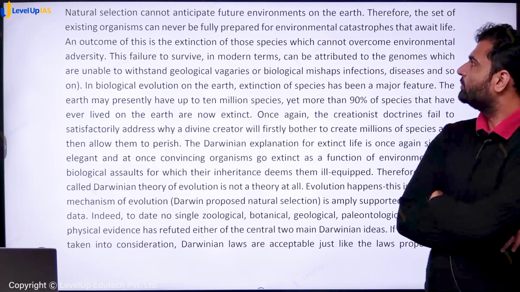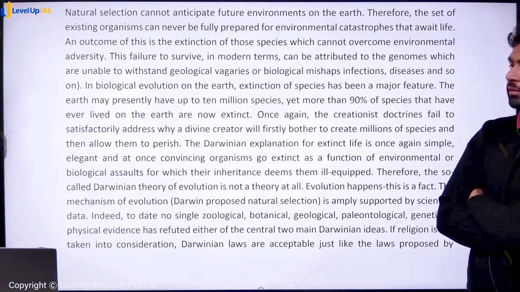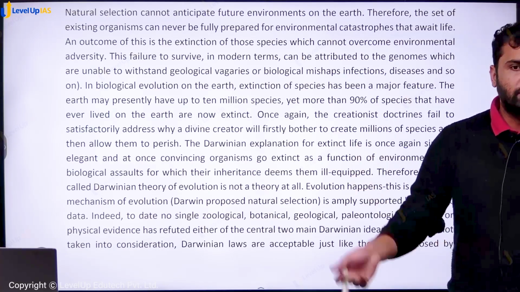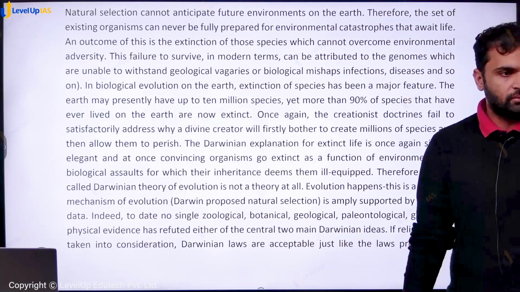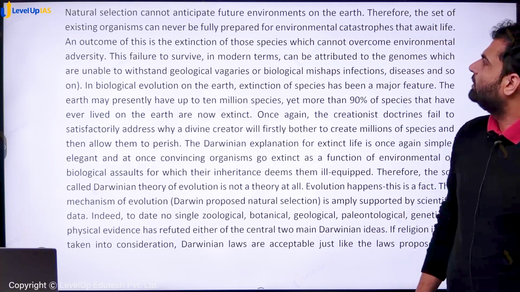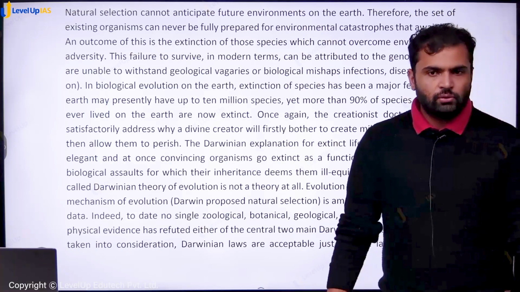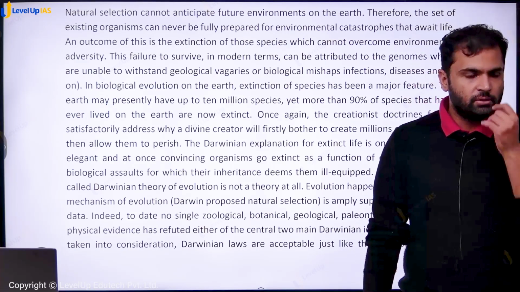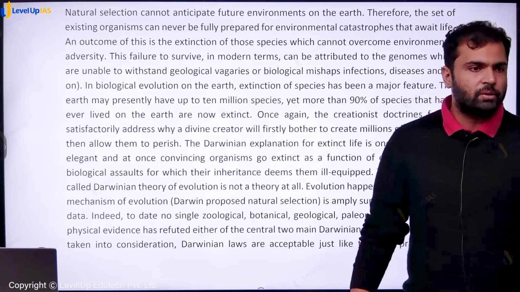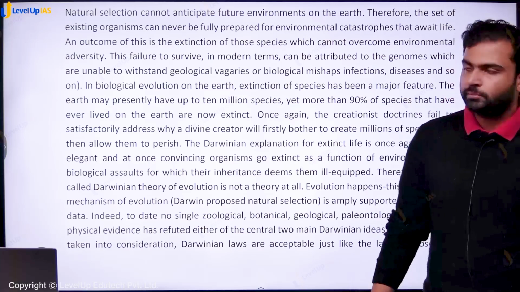Natural selection cannot anticipate future environments on earth, right? Obviously, basically natural selection is response to environment, but it cannot anticipate what is about to come. Therefore, the set of existing organisms can never be fully prepared for environmental catastrophes that await life. So abhi ke jo organisms hai, organisms that are present today, they cannot really be prepared for what may come in the future, because nobody can anticipate. Not even natural selection can anticipate and get you prepared for future.